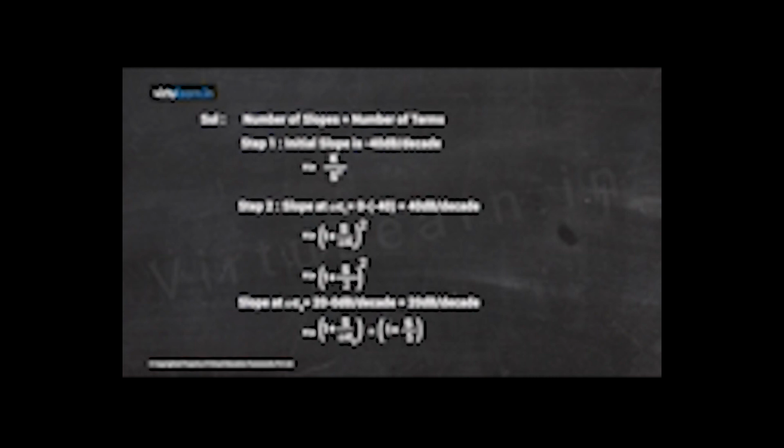The corresponding term will be 1 plus s by omega c1. The omega c1 is 2, so 1 plus s by 2 whole square. This is the term at omega c1. Similarly, we can find it at omega c2. At omega c2, which is 5 radian per second, it will be 20 minus 0, which is plus 20 dB per decade, so 1 plus s by omega c2, that is 1 plus s by 5.